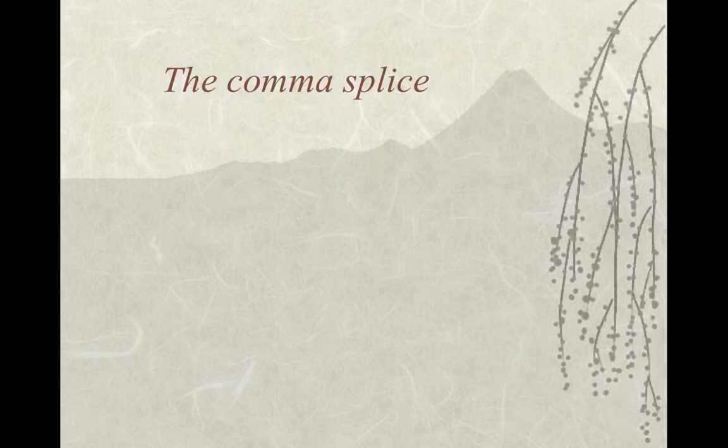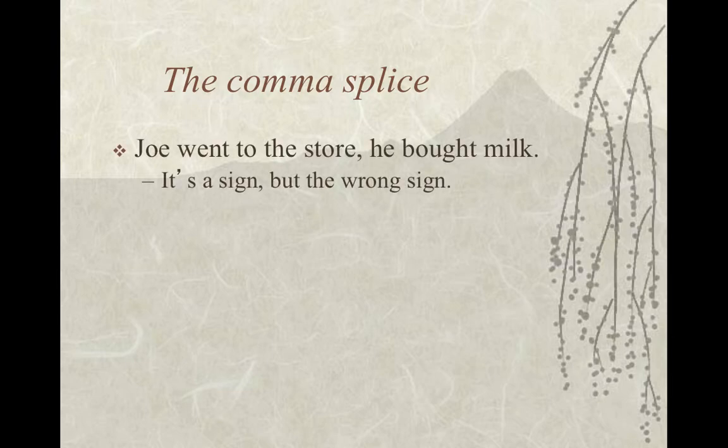What people all too often do is solve it like this. "Joe went to the store, comma, he bought milk." This is still a run-on. You've just changed what kind of run-on it is. You've given a sign, but it's the wrong sign. "Joe went to the store, comma, he bought milk."